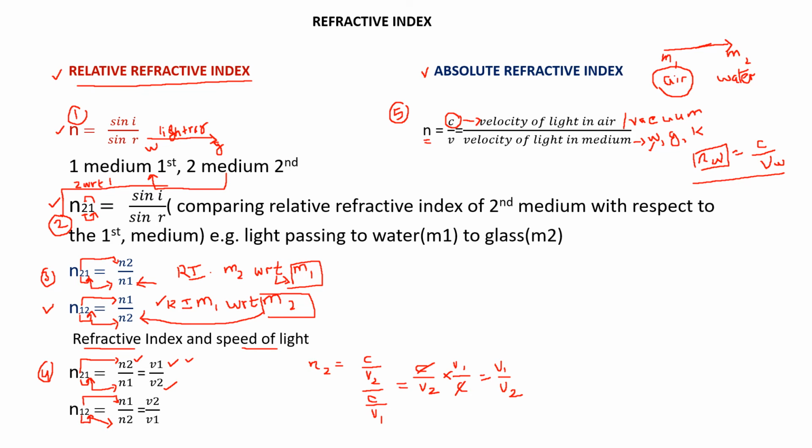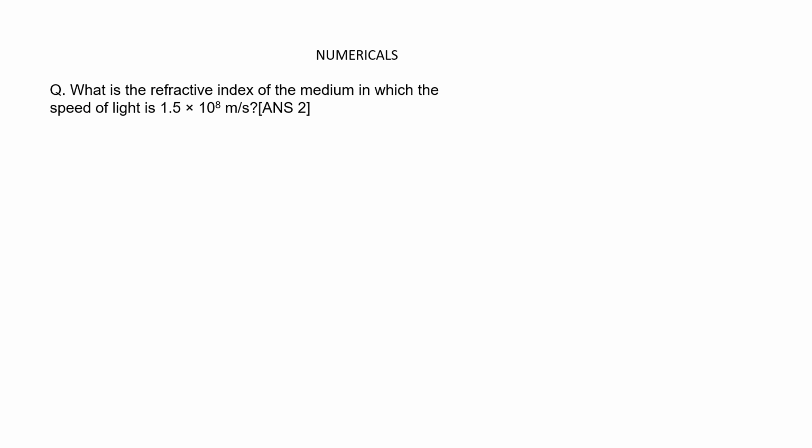Now let's go for the numerical. What is the refractive index of the medium in which the speed of light is 1.5 into 10 to the power 8 meter per second? So we have to find out the refractive index of the medium. Now what is given?